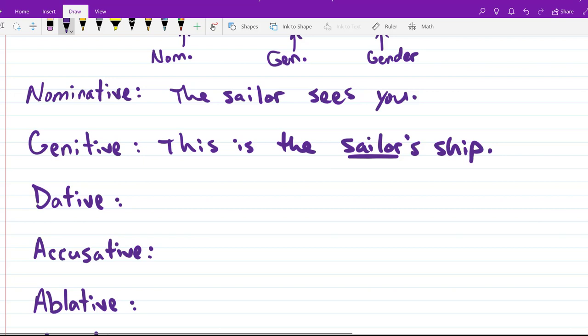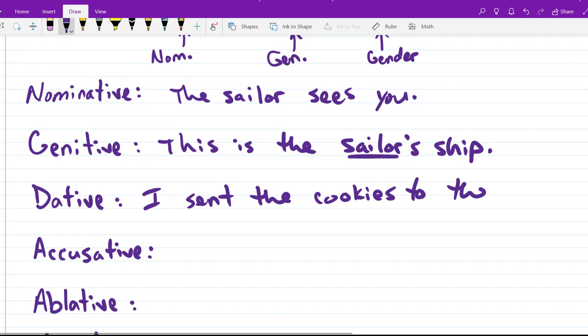Dative case. I could say, "I sent the cookies to the sailor." I am doing the sending, and what am I sending? Cookies. Who am I sending them to? The sailor, right? So that's a second thing. I sent. What did I send? That's the first question. Who did I send it to? The sailor. The second question there, indirectly affected, right? The second thing affected by me sending. So that's the idea of an indirect object.